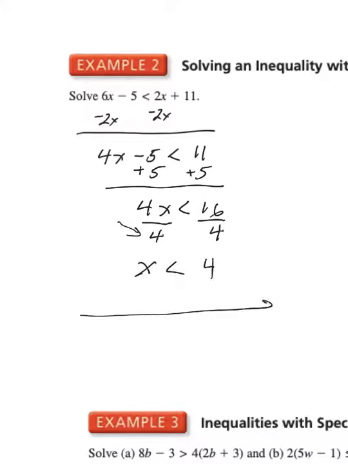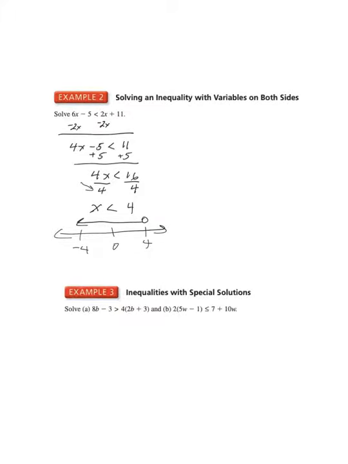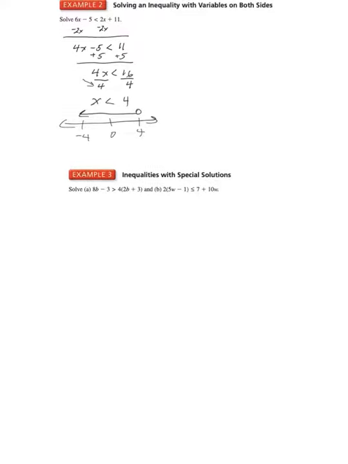Again, with the graph, just get practice at this. You don't have to spend a lot of time with this graph, but just make sure that you know what you're doing. So it's going to be x is less than 4. That means it's going to be a hollow dot, and we're going to shade to the left. Okay, so that is inequalities with variables on both sides. It should be somewhat familiar to you.